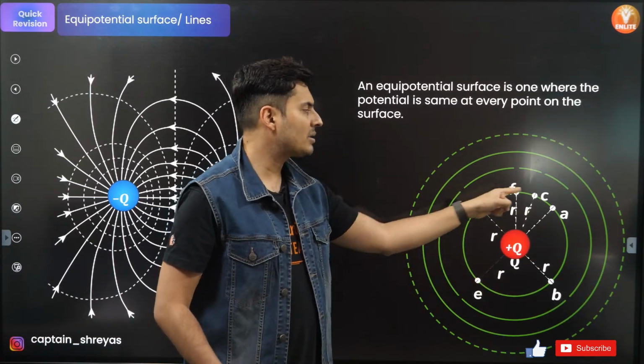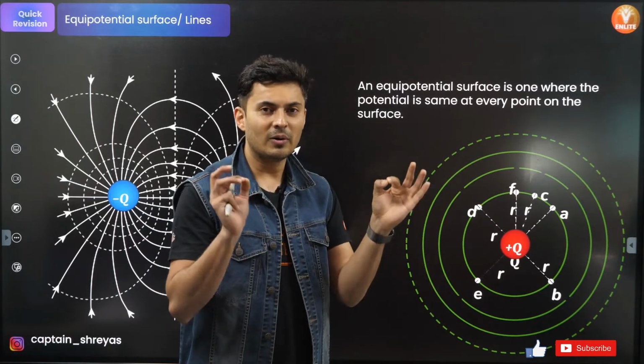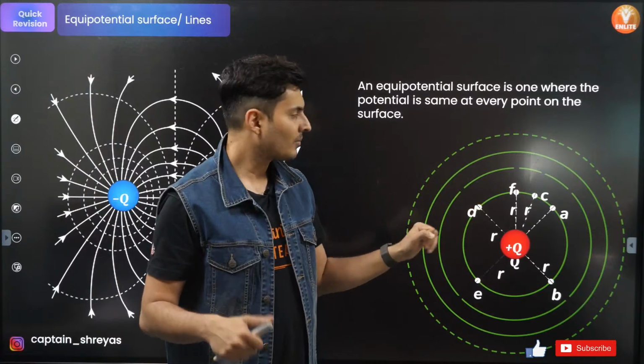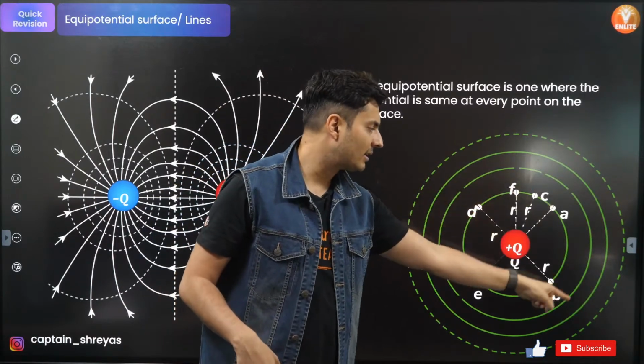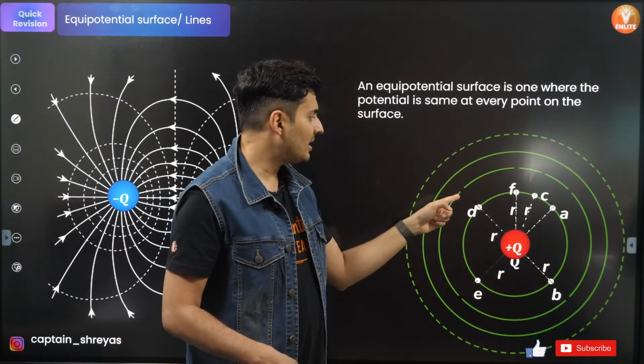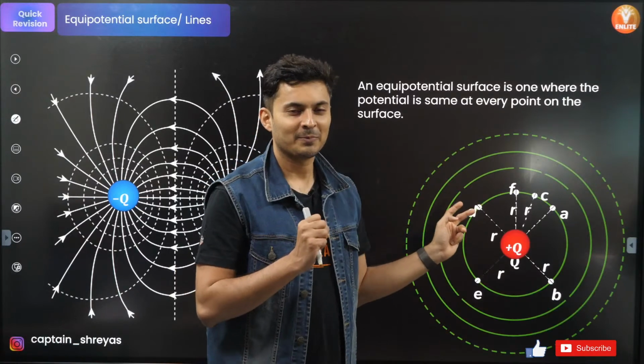So if I join all these points, you can see a green color circle form. Those circles are equipotential surfaces or lines. If I go anywhere on this circle, potentials are the same. On this circle, potentials are the same. But this and this, potentials are not the same. There is a potential difference.